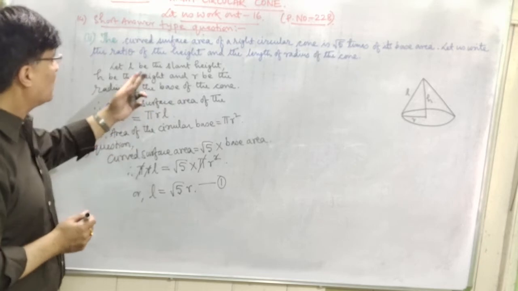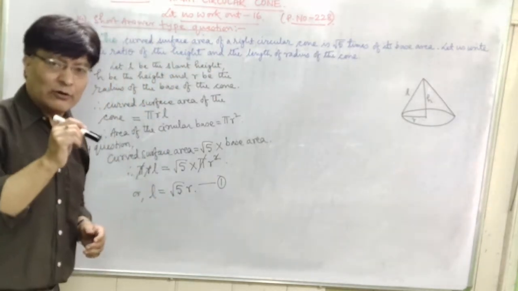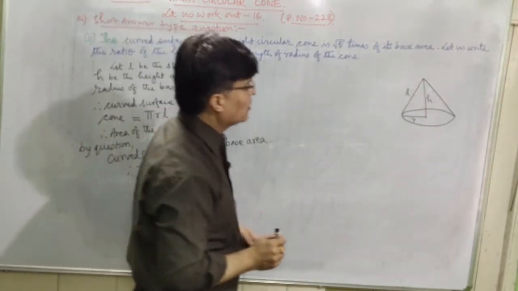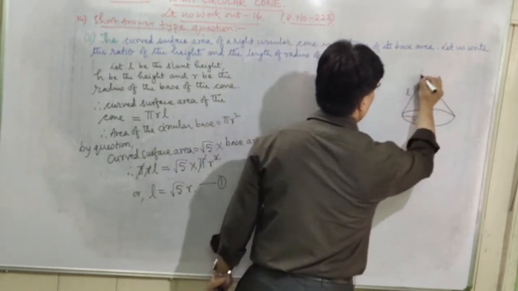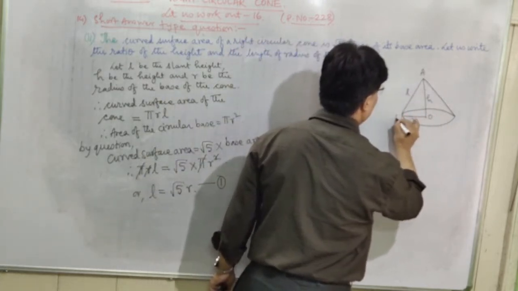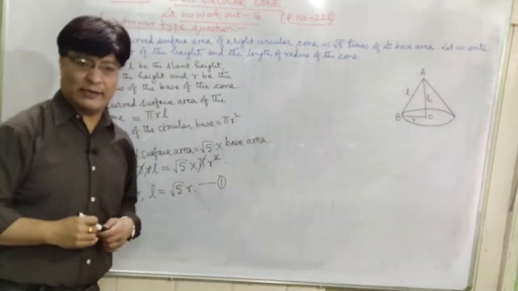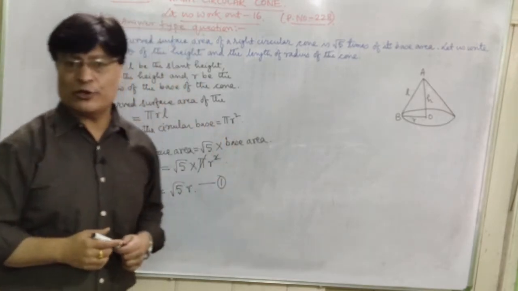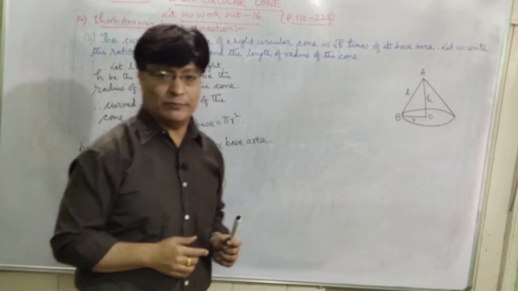Okay, that means you have to find out h is to r. In the figure you know that this AOB is a right angle triangle, isn't it? So in this case we can use Pythagoras theorem here.